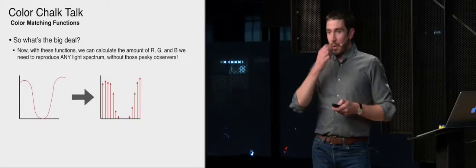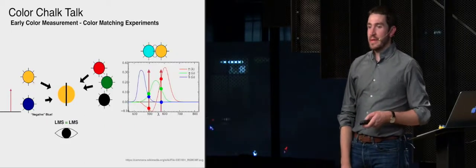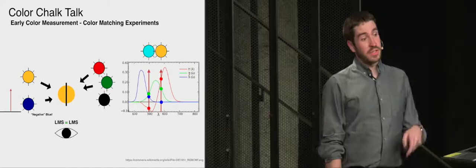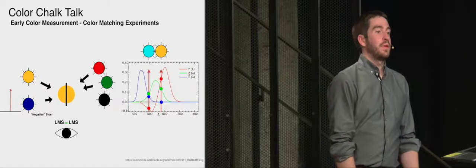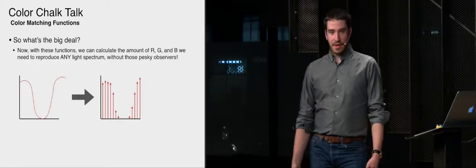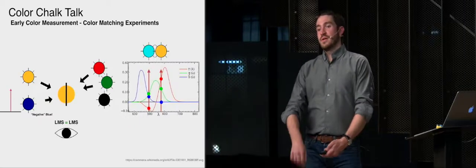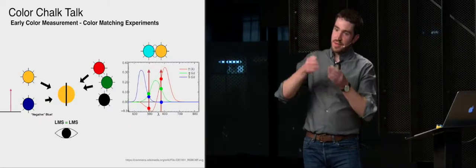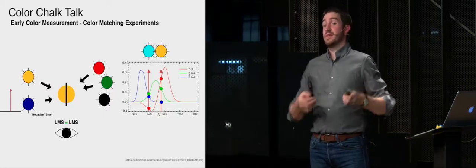So, what's the big deal? We can look at a monochromatic spectrum, and I can say how much of this red, this green, and this blue light I need to match that spectrum. But what about my polychromatic spectrum? I don't want to have to take every possible spectrum and stick an observer, turn on this tube, have them look at it, they get tired. I mean, this is horrible. And so I'm not going to do that for an infinite number of spectra.